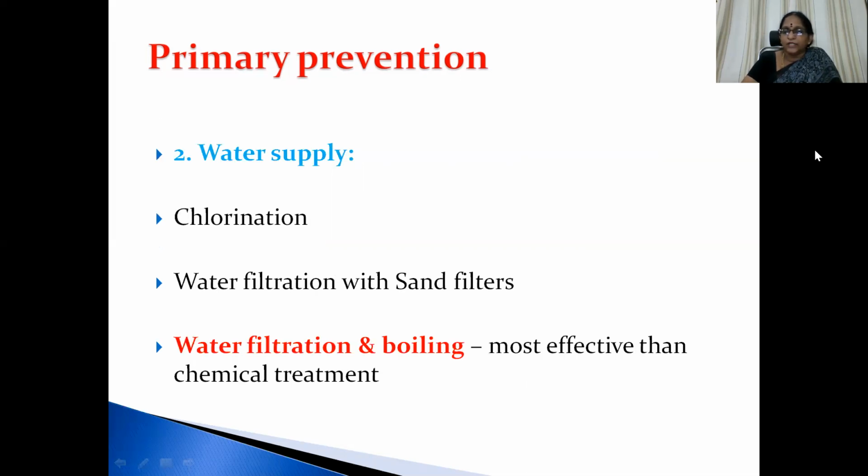And water supply, chlorination. But chlorination is not adequate. We have discussed that hyperchlorination has to be done, but somehow we need to at least start with it. Water filtration with sand filters. Because these two are not completely preventive methods, we can better go for water purification through the boiling technique. This is more effective than even the chemical treatment with chlorine. Boiling the water, then cooling the water, and then taking it.